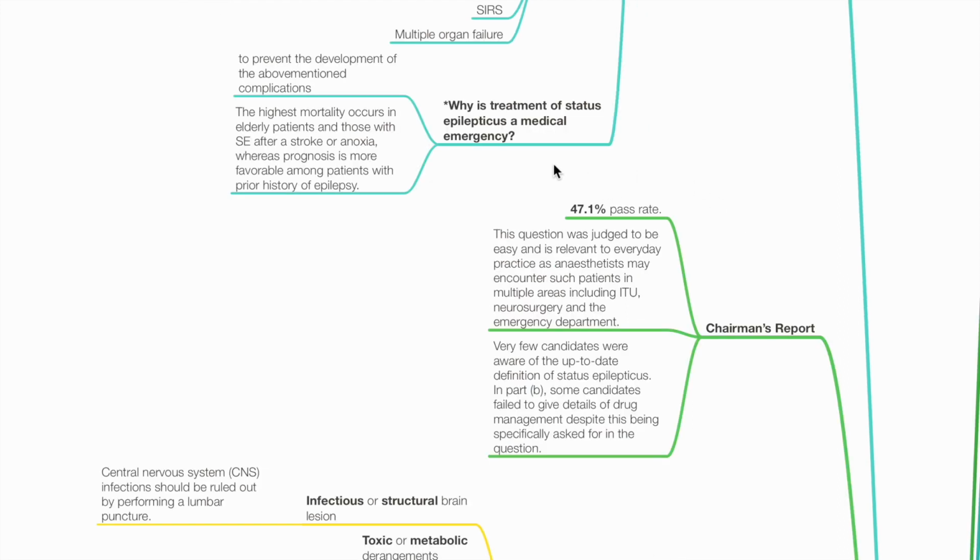The treatment of status epilepticus is a medical emergency to avoid the development of the above-mentioned complications. The highest mortality occurs in elderly and in those with SE after a stroke or anoxia, whereas prognosis is more favorable among patients with prior history of epilepsy.